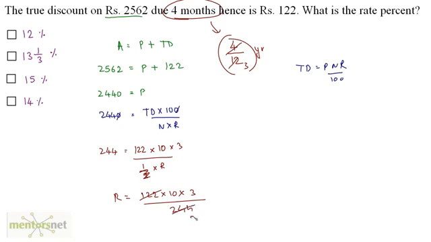122 times 2 is 244 and 2 times 5 is 10. So the rate is 5 times 3, that's 15%. So our answer is option C.